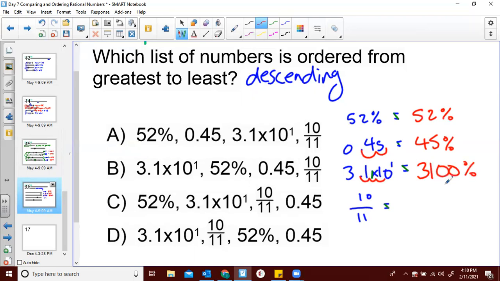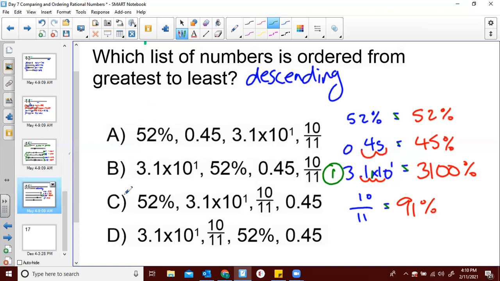So that's 3,100%. And 10 divided by 11 is 90 repeating. 0.90 times by 100. So I'm going to actually have 91% when I round to the percent. And we're looking for greatest to least or descending. So let's look for our biggest number, and big time red flag, it's 3,100%. So let's look for our scientific number.